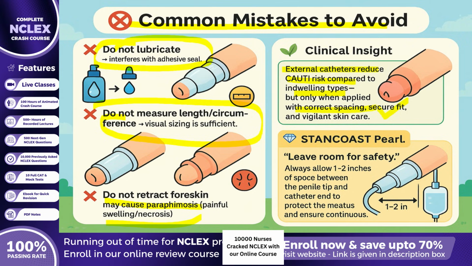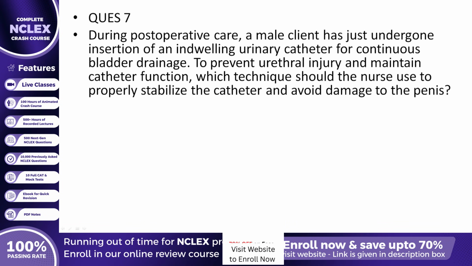Let us smoothly transition into another essential NCLEX-style clinical safety question. Imagine you are caring for a male client in the post-operative period who has just undergone insertion of an indwelling urinary catheter for continuous bladder drainage. The nurse must ensure that the catheter is stabilized correctly to prevent urethral injury and maintain continuous drainage. So, which nursing technique should be used to properly stabilize the catheter and avoid damage to the penis?